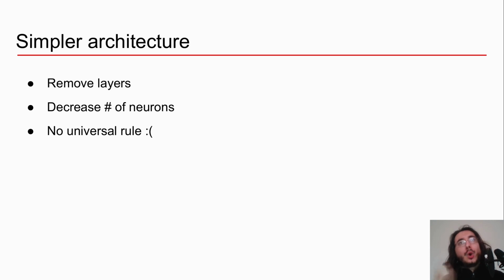Here, the whole point is that if we have a model that's overfitting quite a lot, perhaps what we want to do is to try having a simpler architecture. So, and how do we achieve that? Well, we can achieve that by doing a couple of things. First, we can remove layers. So if we have, for example, 4 or 5 hidden layers, we can go down to 3 or 2. And then we can decrease the number of neurons that we have in each layer.